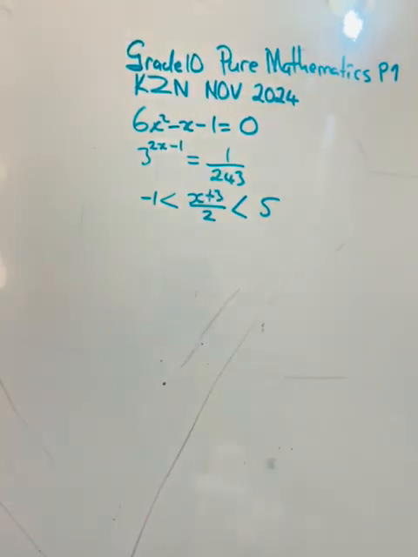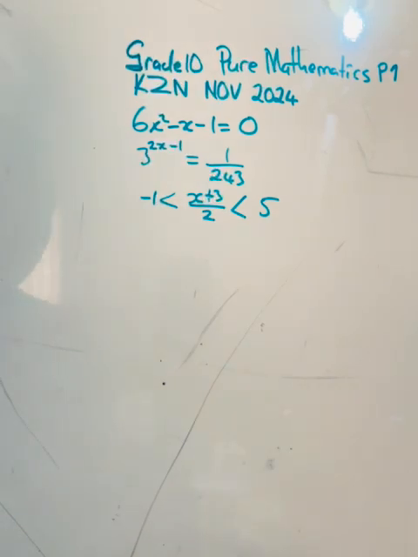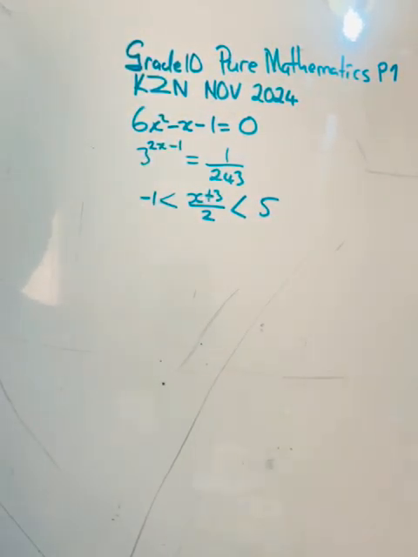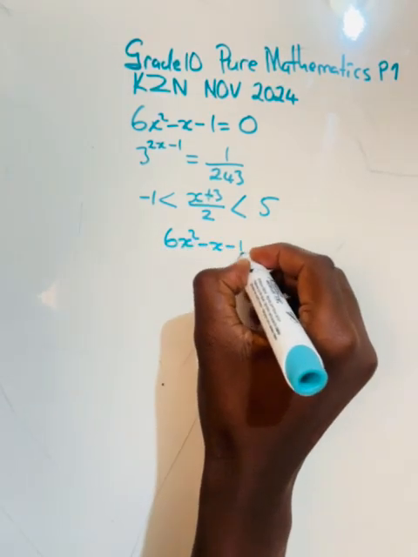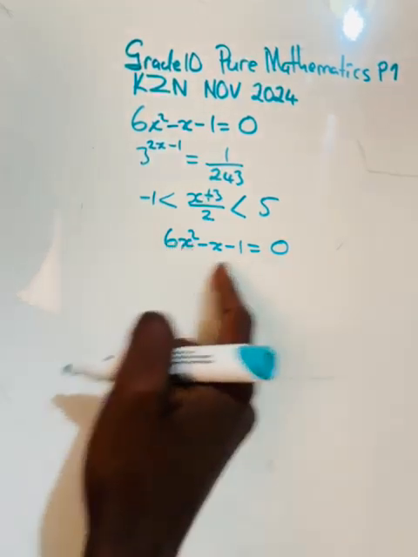All right, we continue. This section of the paper wanted us to solve for x. So we're going to start with 6x squared minus x minus 1, which is equal to 0. The first order of business is that we have to factorize here.